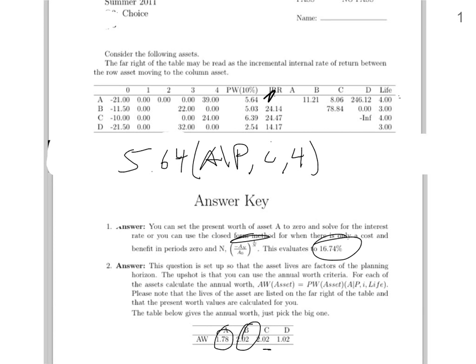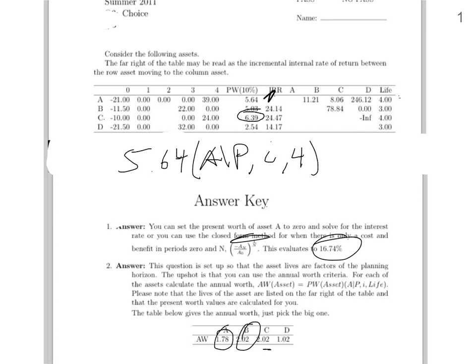When it comes around to question 3, this is the one about which one of these assets is best if you have no service requirements. In that case, this is a no calculation question. You're just looking for the one with the highest present worth. That's $6.39, and that's going to be asset C for you as the best one.